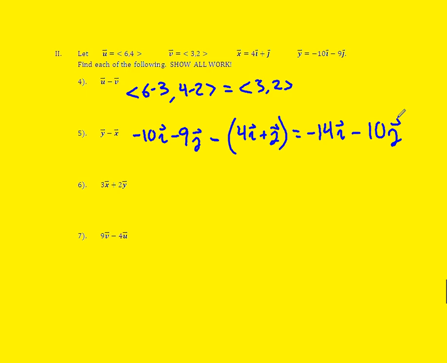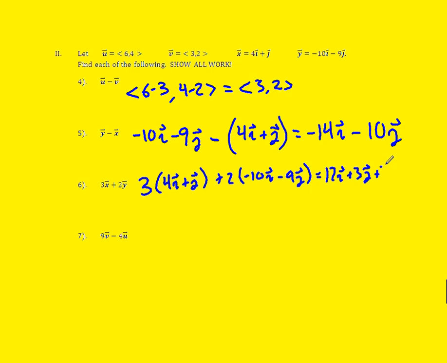Okay, number 6, very similar. We're going to do 3 times everything in x, so 4i plus j. And then for the second part, plus 2 times negative 10i minus 9j. When I simplify that, I'm going to end up with 12i plus 3j plus a negative 20i and then minus 18j. That's a j. So can I simplify it? Absolutely. I have 12i and negative 20i. That gives me negative 8i. And then 3 minus 18 gives me negative 15j. So that's my final answer there.